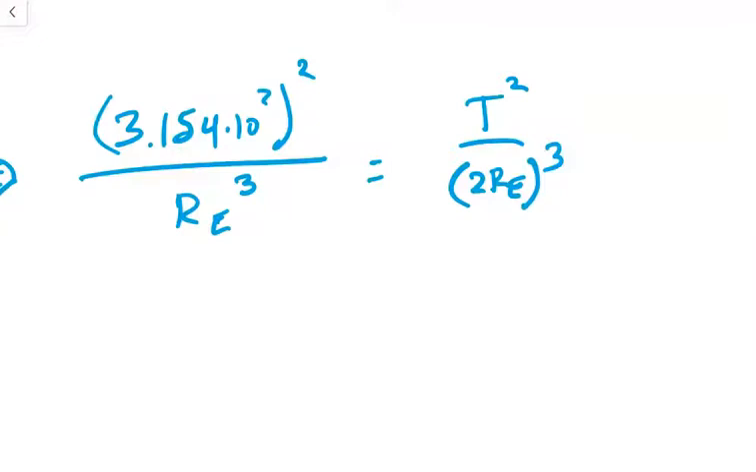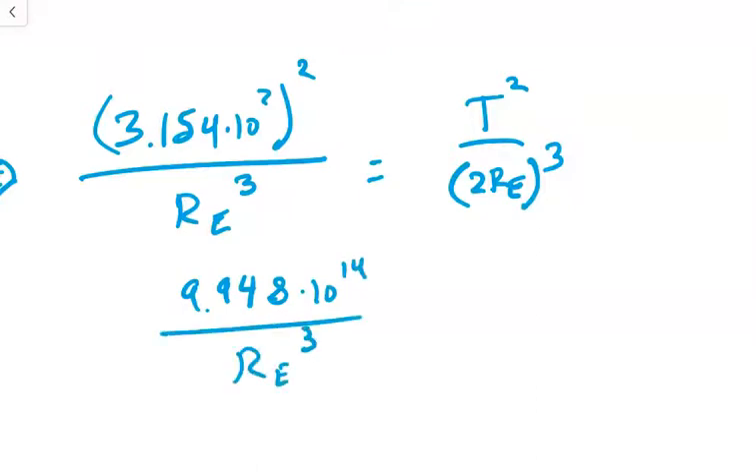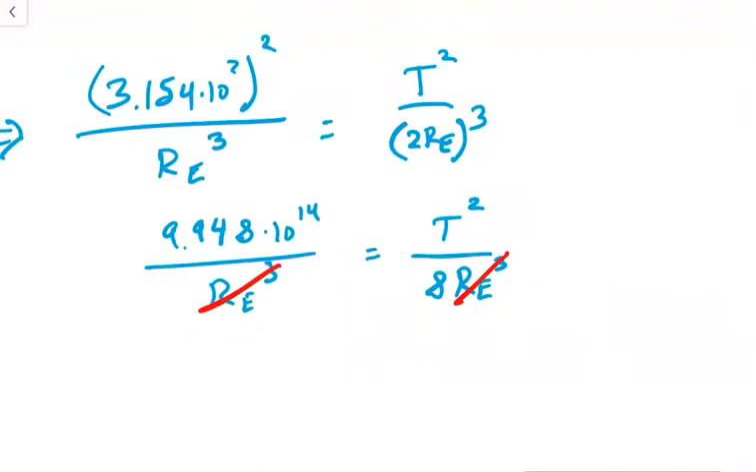So let's do 3.154 times 10 to the 7th and square that. I get 9.948 times 10 to the 14th. I still have RE cubed, and that's fine. And I end up with T squared is equal to 2 cubed, which is 8 RE cubed. Now I see RE cubed on both sides, so I can cancel that out. And all I need to do is multiply the 8 over. So I'm going to multiply by 8 as well, and that's going to cancel out the 8.